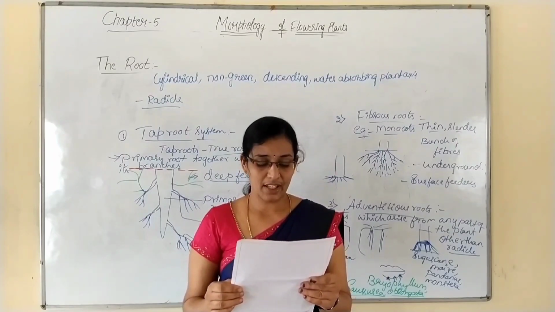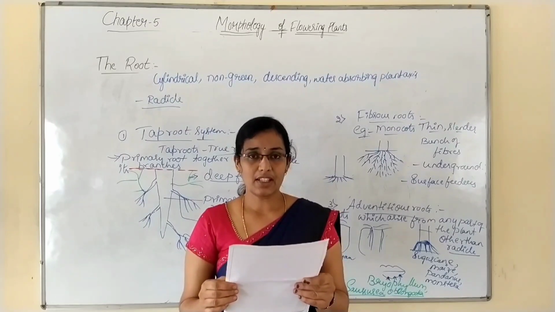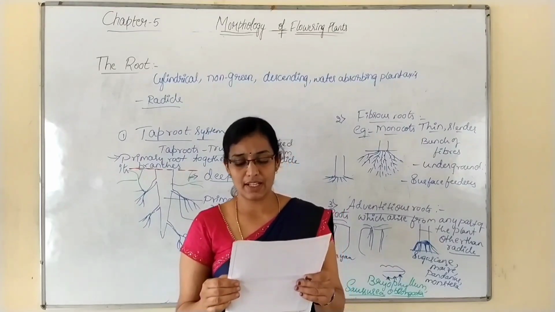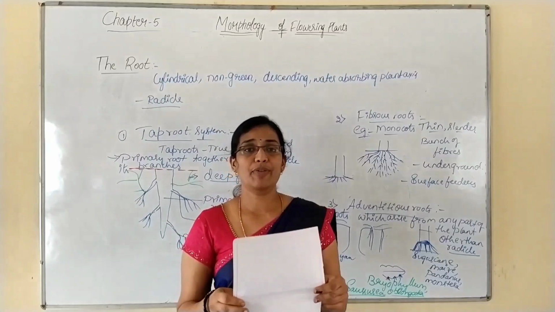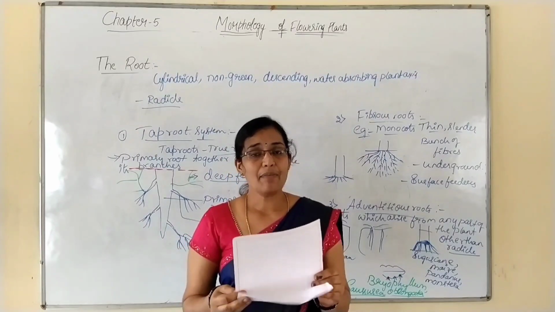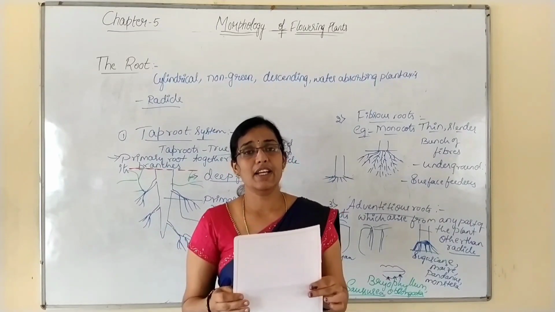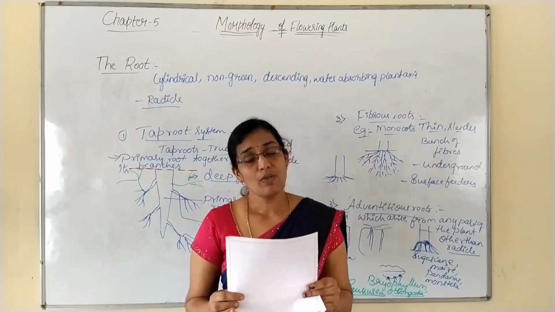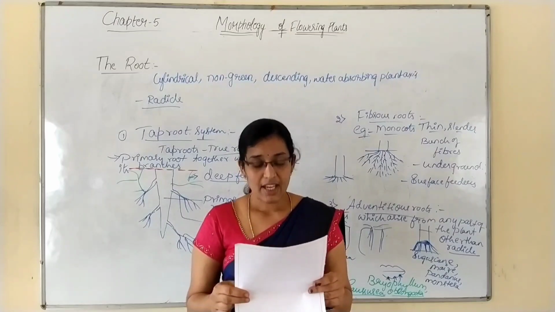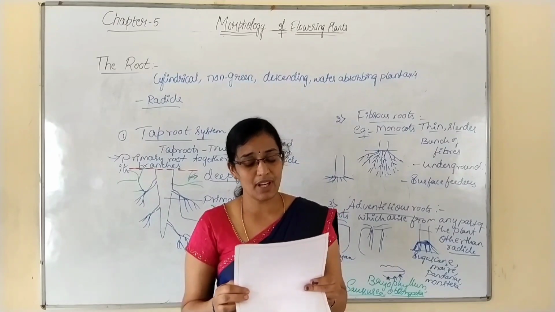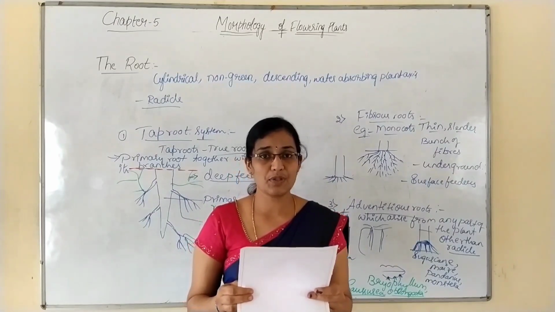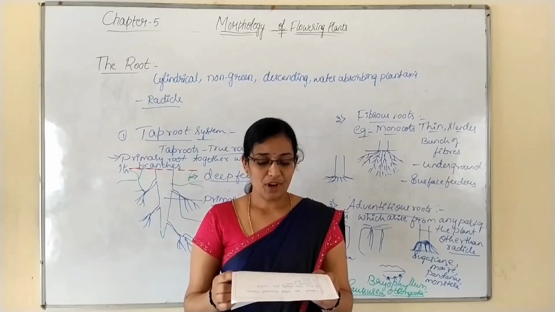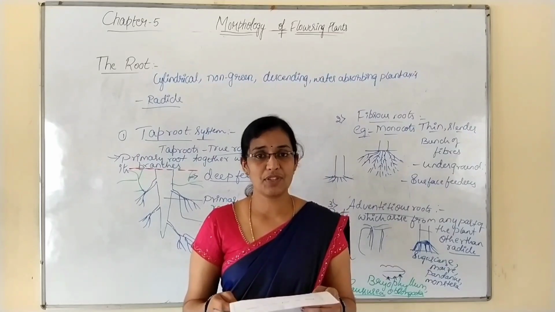Next question. Bamboo is: option A, perennial; option B, annual; C, biennial polycarpic; D, perennial monocarpic. So what type of plant is bamboo? Bamboo is a perennial, that is, it lives for many years, but flowers only once in its lifetime, and hence it comes under perennial but monocarpic. So which is the right option? Option D.